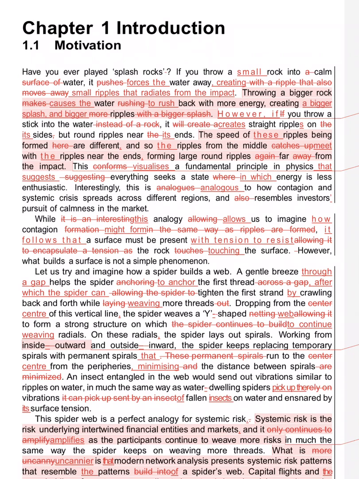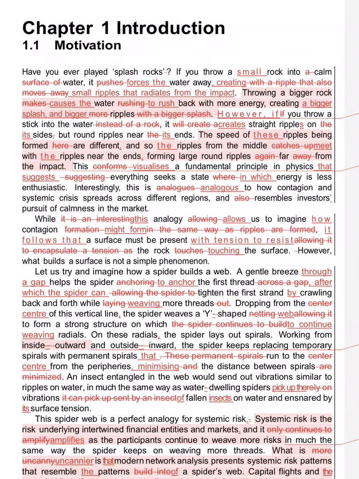It pushes water away with a ripple that also moves away. Wrong sentence. It doesn't push water away. It forces. It creates a force. It forces the water away, creating small ripples, not with only one ripple. Creating with a ripple is wrong. It forces the water away, creating small ripples that radiate from the impact. You need to know your words if you're taking complicated sentences.